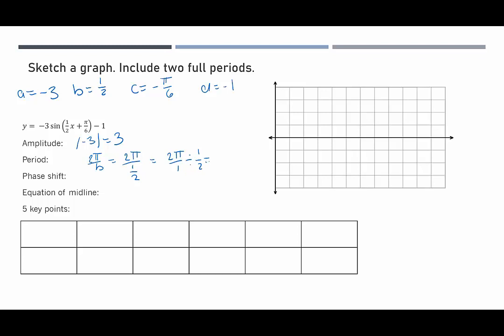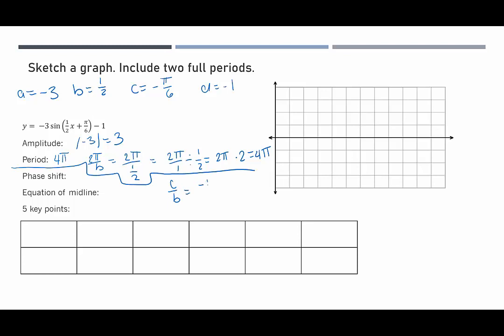2π/1 divided by 1/2. That's equivalent to 2π times 2. So our period, oh, that's nice. We have a nice integer period, well, integer times irrational of 4π. The phase shift, this is C/B, and I'm totally running out of space here, so let's see.